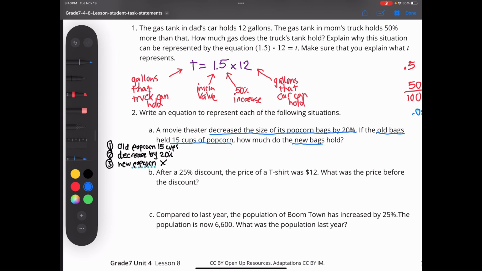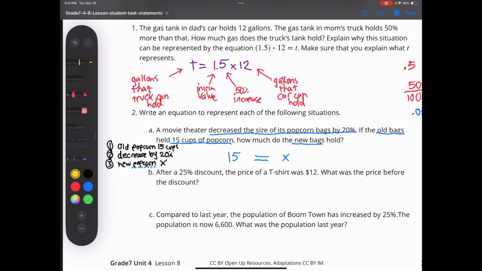And equations have equal signs. So let's start with an equal sign. And on one side, we'll put the old popcorn. And the other side, we'll put the new popcorn. So we need to do something to the old popcorn to get to the new popcorn. Well, we decrease by 20%. And for a 20% decrease, you might think to multiply the 15 by 0.20, but that's not a decrease by 20%, that's taking 20% of 15. We want to decrease 15 by 20%.